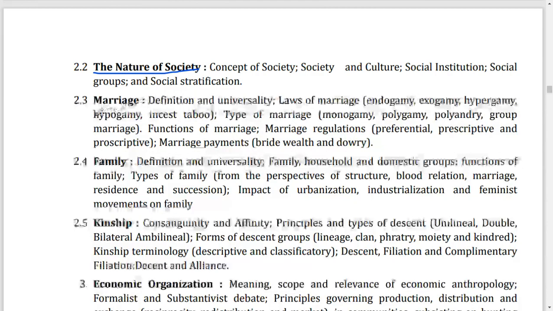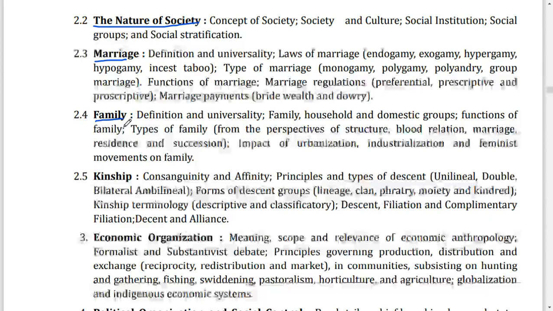2.3 Marriage. Definition and universality. Laws of marriage: endogamy, exogamy, hypergamy, hypogamy, incest taboo. Types of marriage: monogamy, polygamy, polyandry, group marriage. Functions of marriage, marriage regulations, preferential, prescriptive, and proscriptive, marriage payment, bride wealth and dowry.